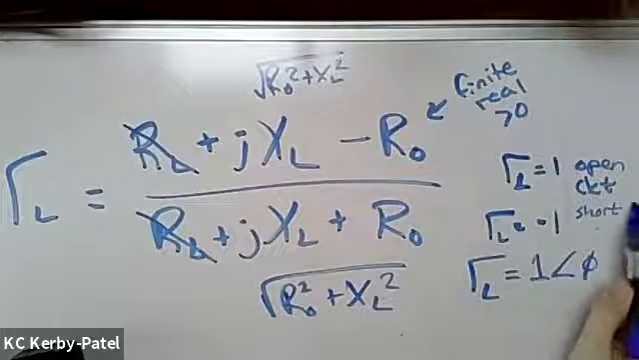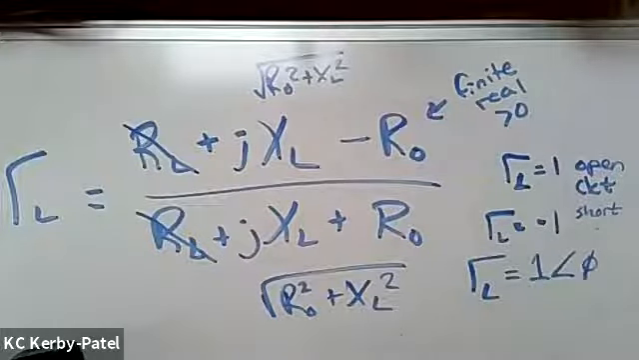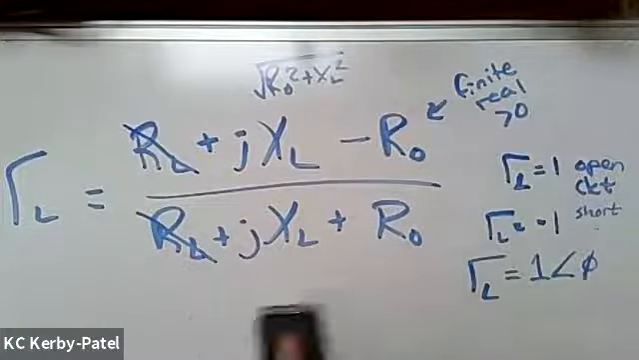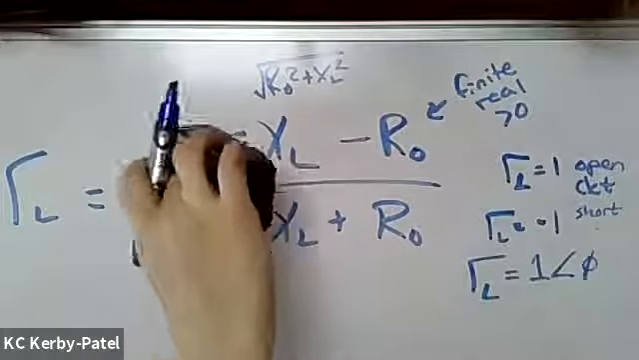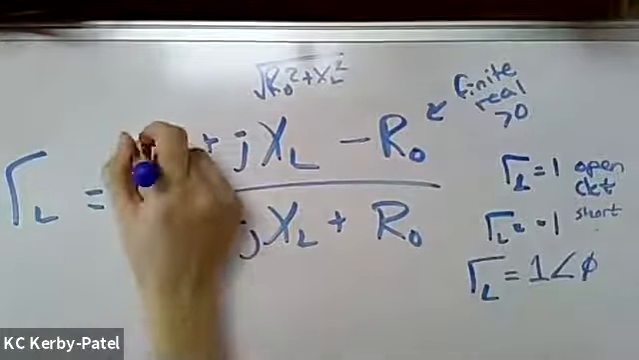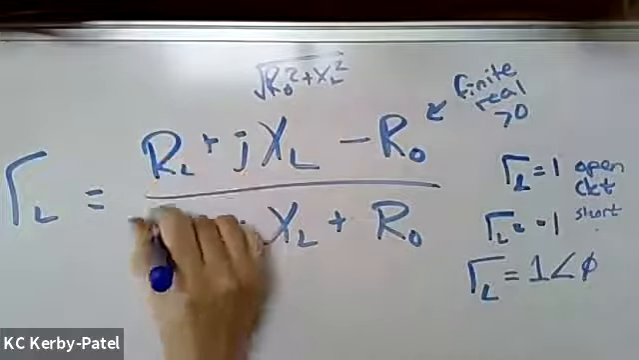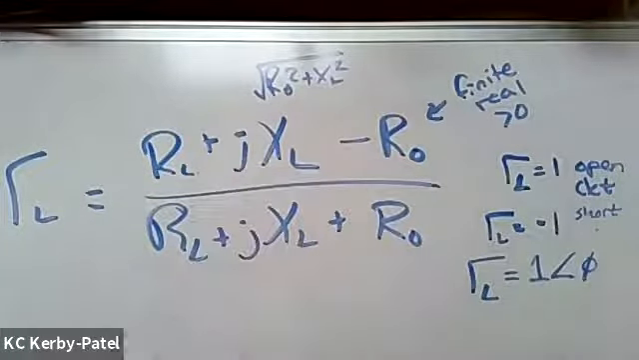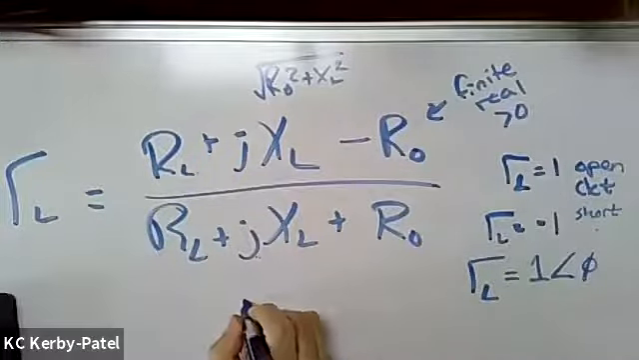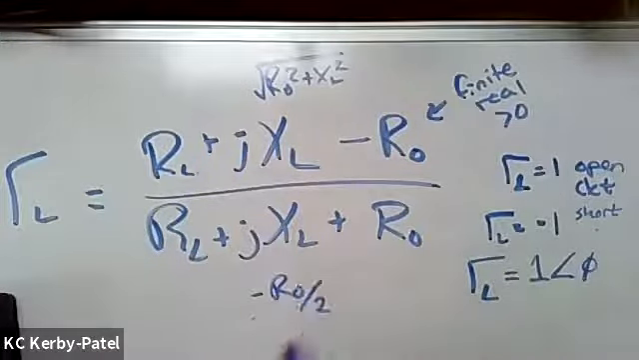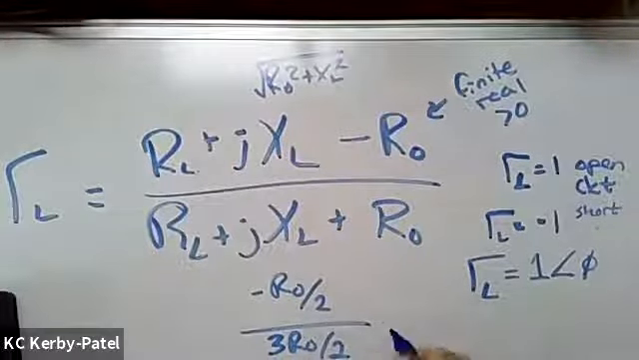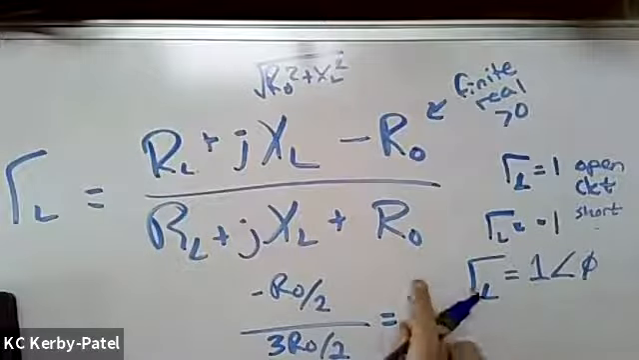And if you don't have one of these three cases, you can see that gamma L might have some value other than 1, right? Eventually, you might not reflect all of the power from the load every single time. Like what if XL is 0 and RL is half of R naught, right? Then you have minus R naught over 2 on the top and 3 R naught over 2 on the bottom. So then gamma would be minus 1/3.